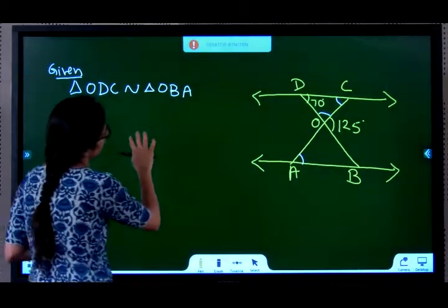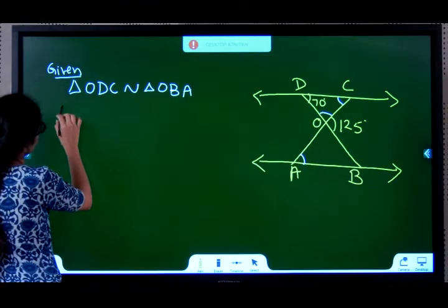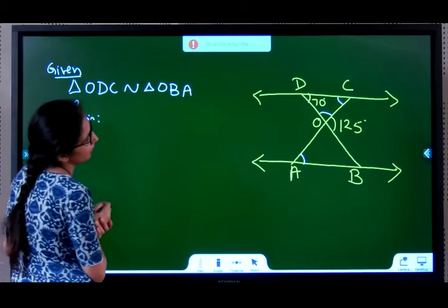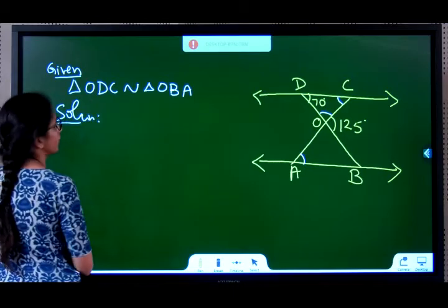Follow the order itself. So write the two find. Now let's start the solution. Okay. First find angle DOC they've written, right?